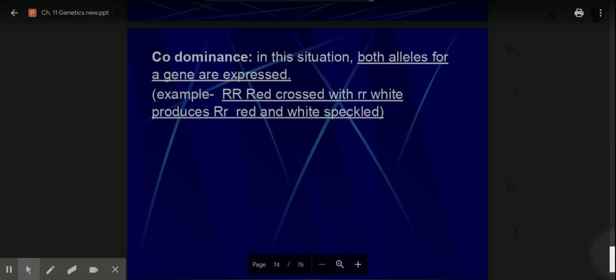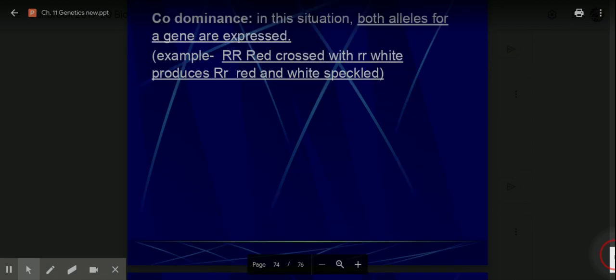And please write a one-page summary on what you learned here in this part two PowerPoint, and we shall then move on to chapter 12, DNA and RNA.